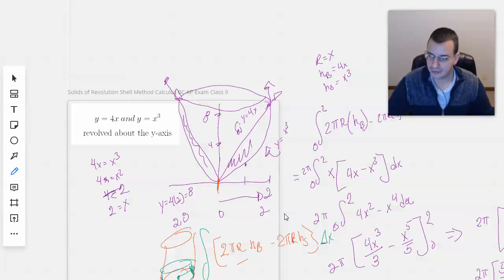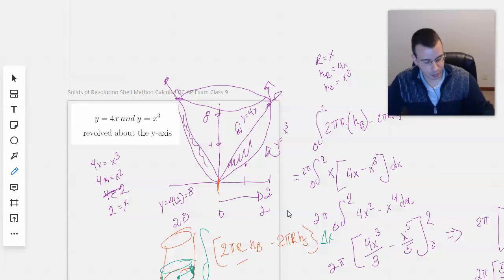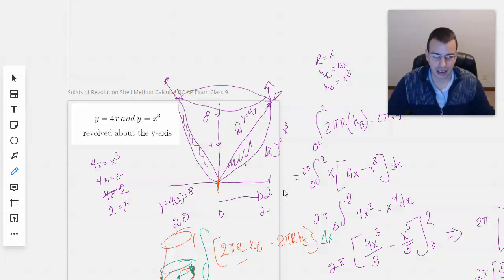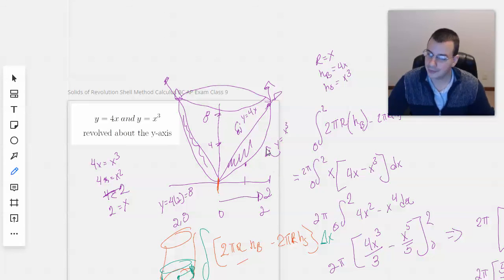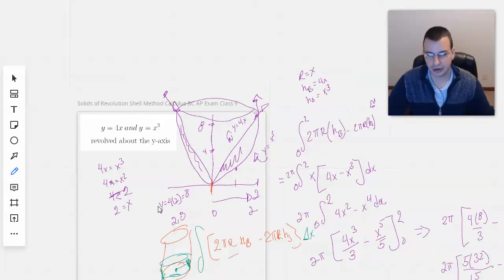And that does it for the shell method. What we'll be talking about next time will be line integrals, so finding the length of a curve. So that should be it for volume, more or less.